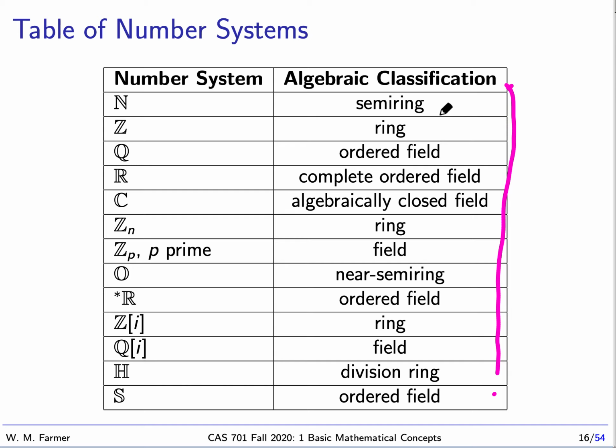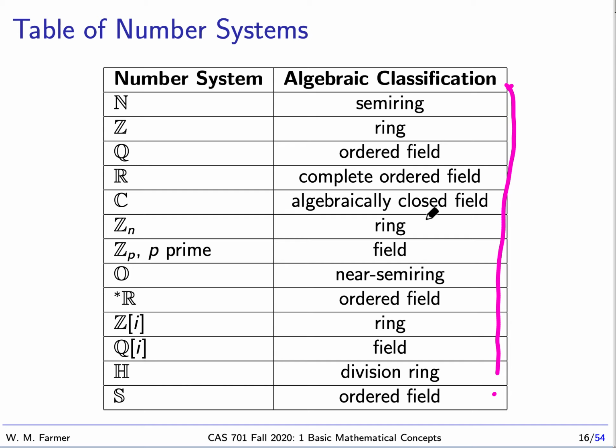That's because we don't have the negative integers with us. Once you have the integers, you get a ring. With the rationals, you get an ordered field. With the reals, you get a complete ordered field. In fact, there is only one complete ordered field up to isomorphism, and that's the reals.